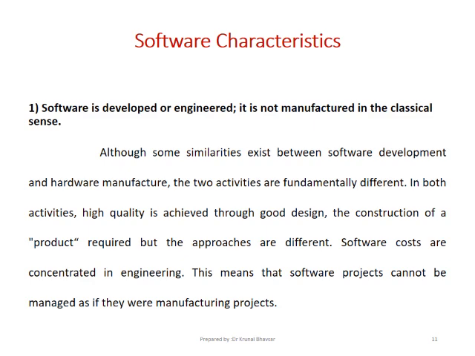Software characteristics. First one: software is developed or engineered. It is not manufacturing in the classical sense. Although some similarities exist between software development and hardware manufacture, the two activities are fundamentally different. In both activities, high quality is achieved through good design and the construction of a product, but the approaches are different. Software costs are concentrated in engineering.